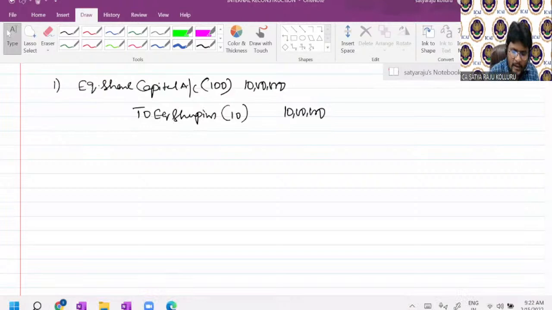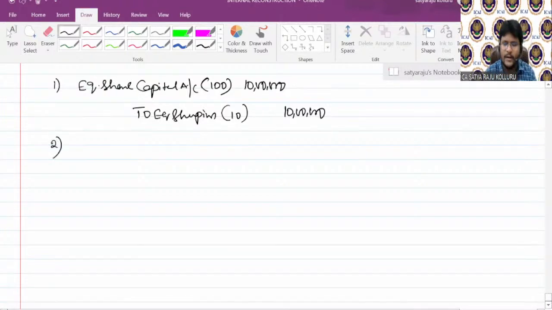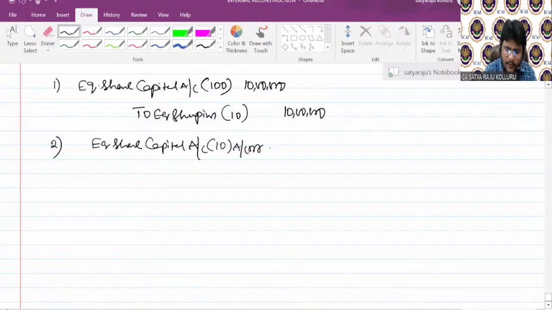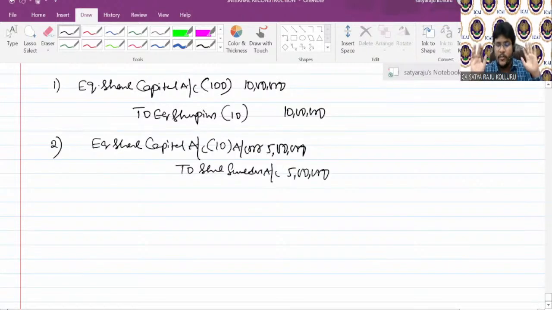Now it is clearly given that out of such 1 lakh equity shares, 50,000 equity shares are surrendered by the shareholders. Then the journal entry is equity share capital account debit. Out of 1 lakh equity shares, you can make it surrender 50%, that is 5 lakhs, to share surrender account, which is 5 lakhs. Am I right? Are you with me, all of you?